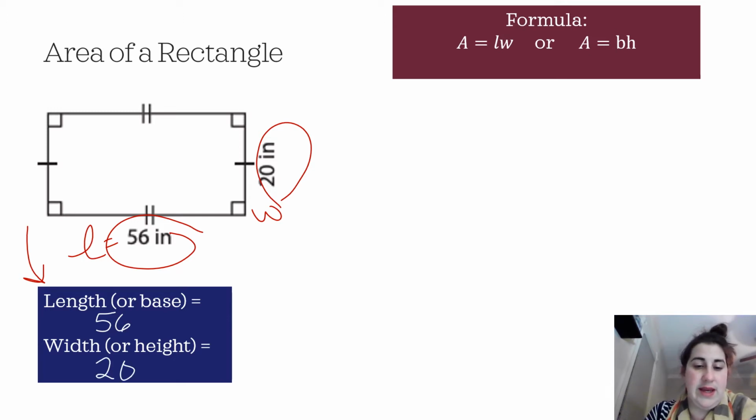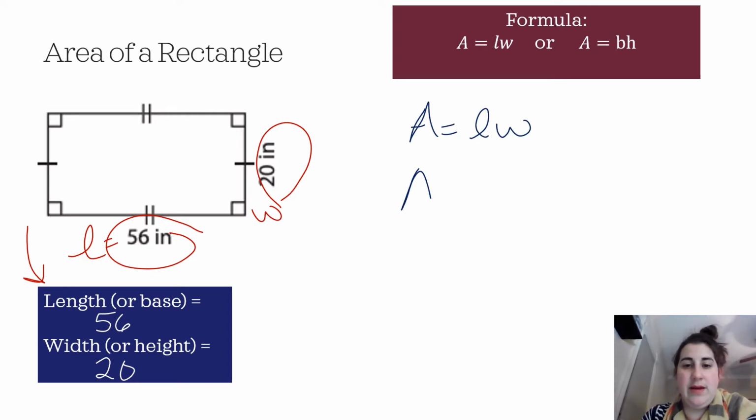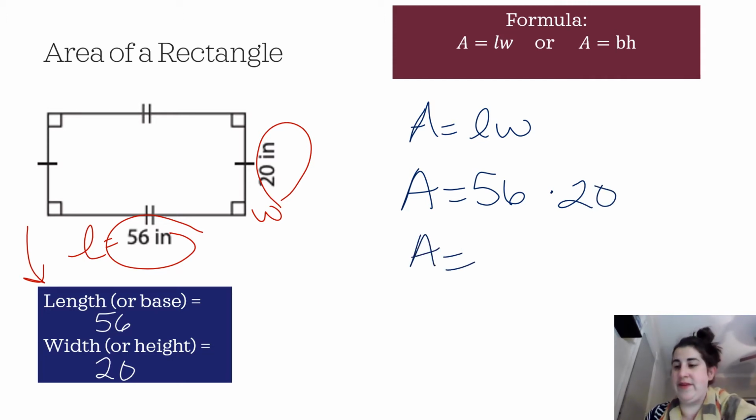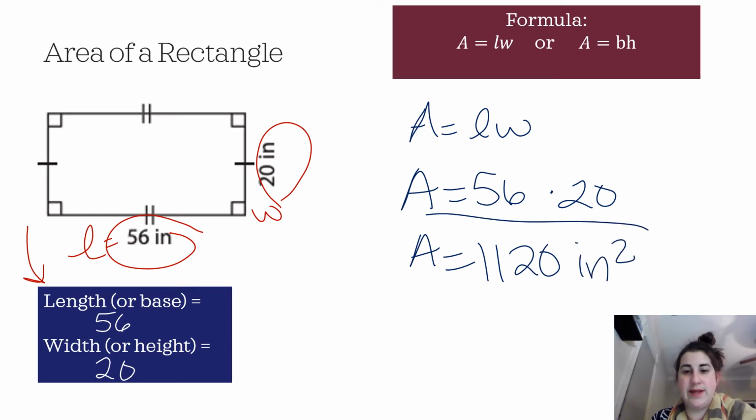So now I can take my area. Area equals length times width, and I get 56 times 20. Put that in the calculator, 56 times 20, and I get 1,120 inches squared. That's my answer.